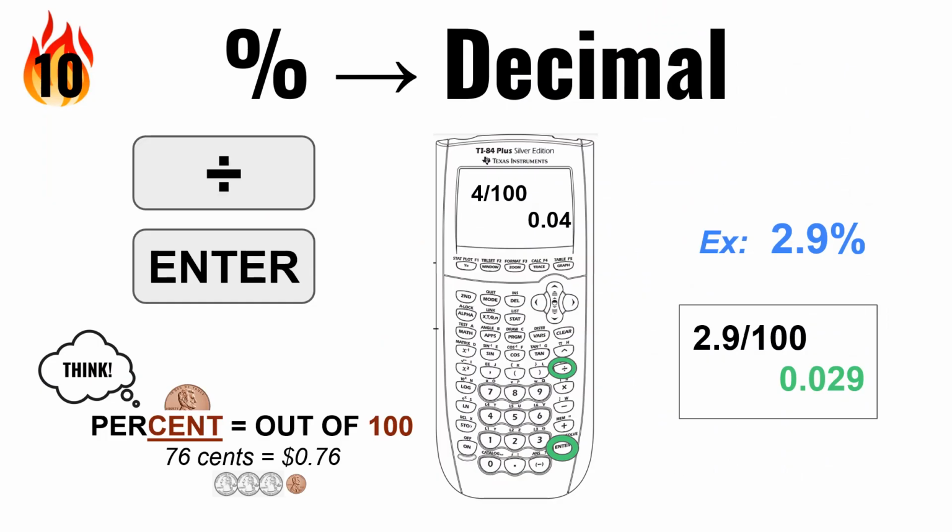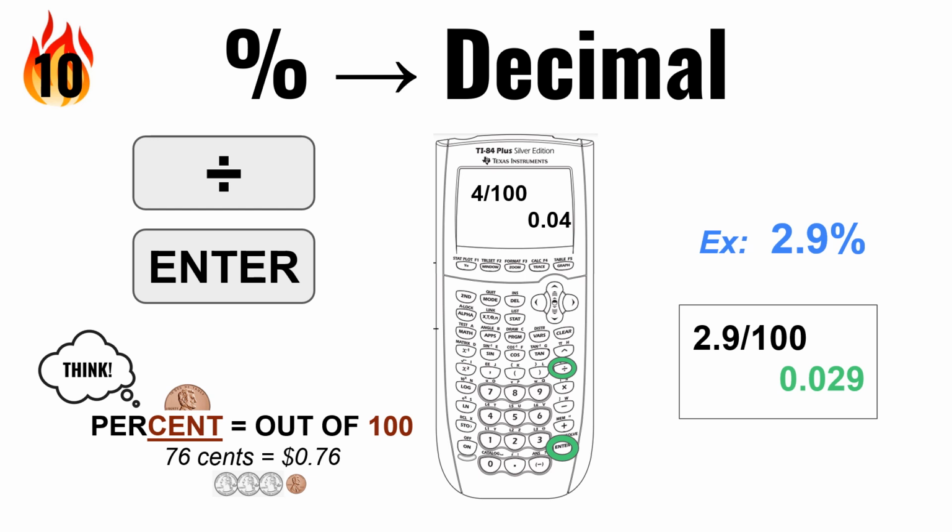All right, last hot tip, number 10, is how do you convert a percent to a decimal? Well, if you think about cent and what it means, think about cents in a dollar, 100. Years in a century, 100. Cent means 100. So percent is out of 100, and you can calculate it by dividing by 100.